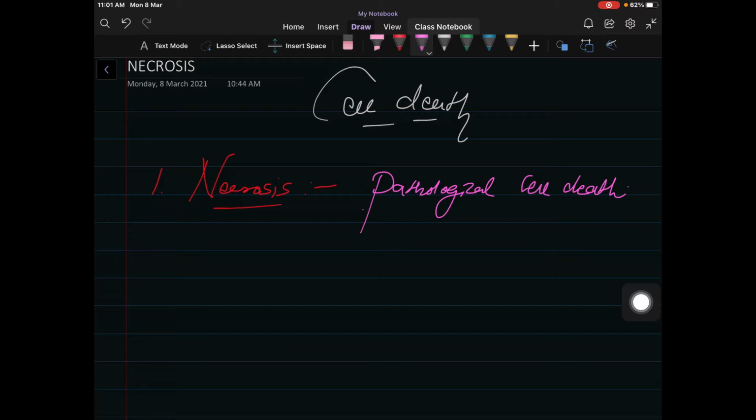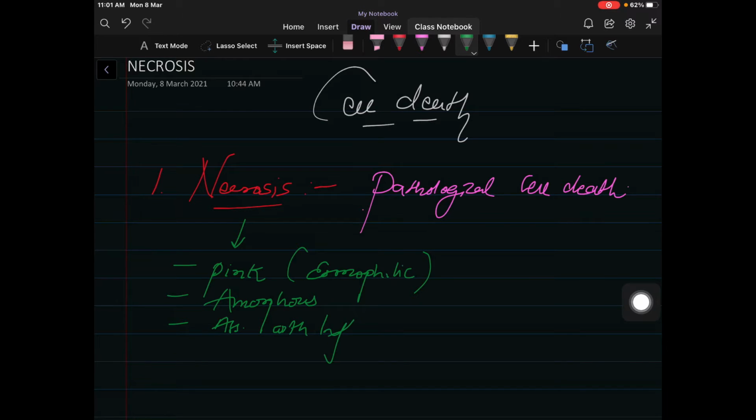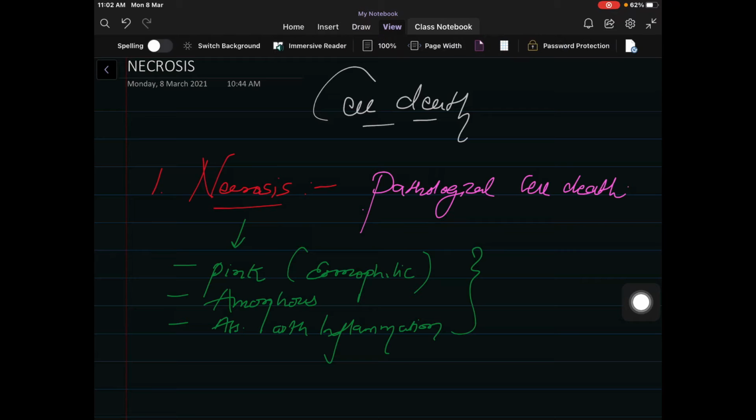Generally, the microscopic examination of the necrotic tissue reveals a pinkish appearance due to the eosinophilic nature, and it will be amorphous, meaning it has no properly defined shape, and it is associated with inflammation. So these three findings reveal the presence of necrotic tissue.